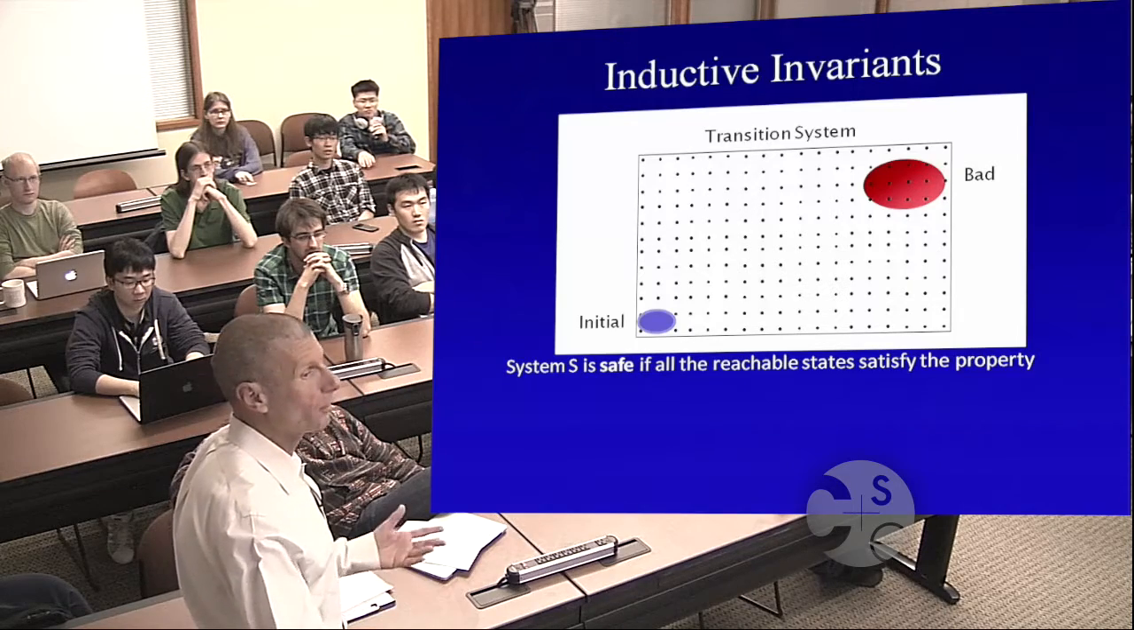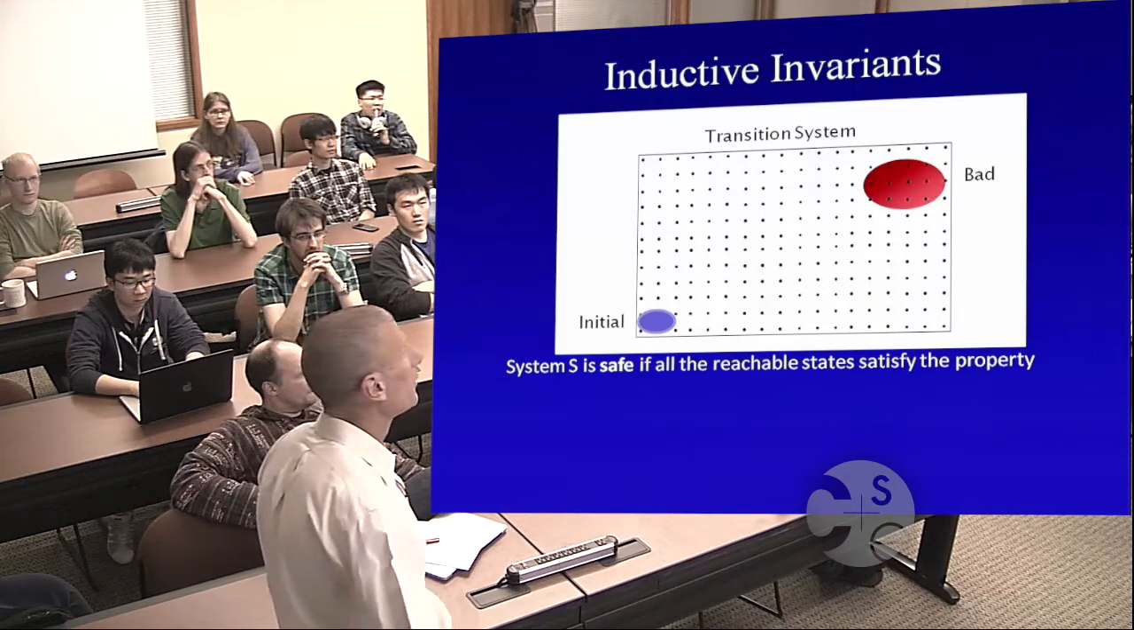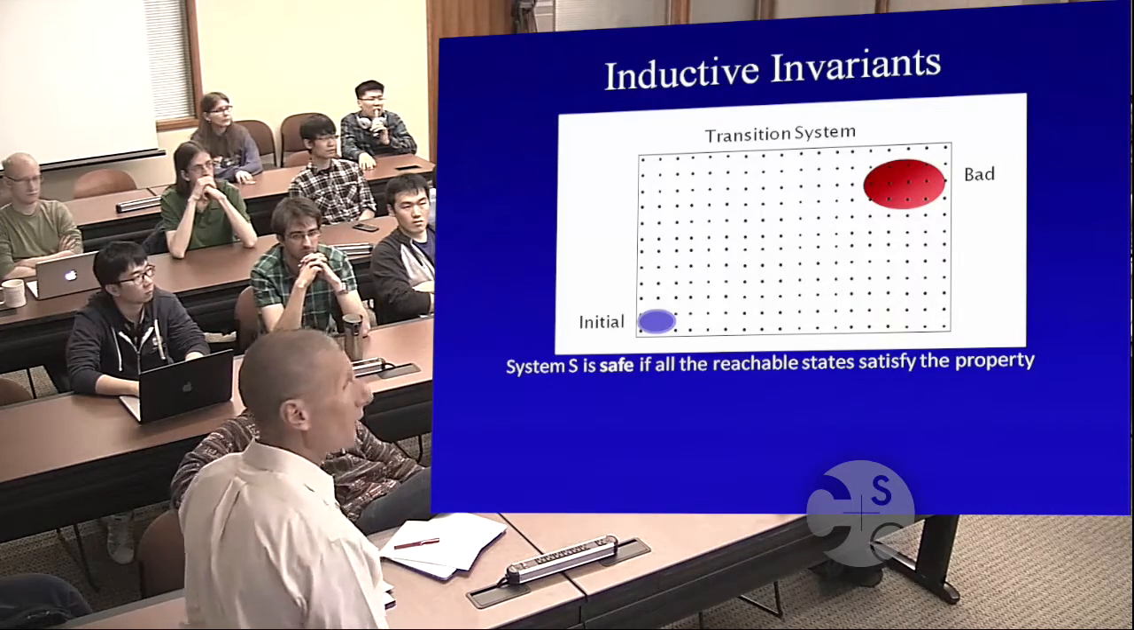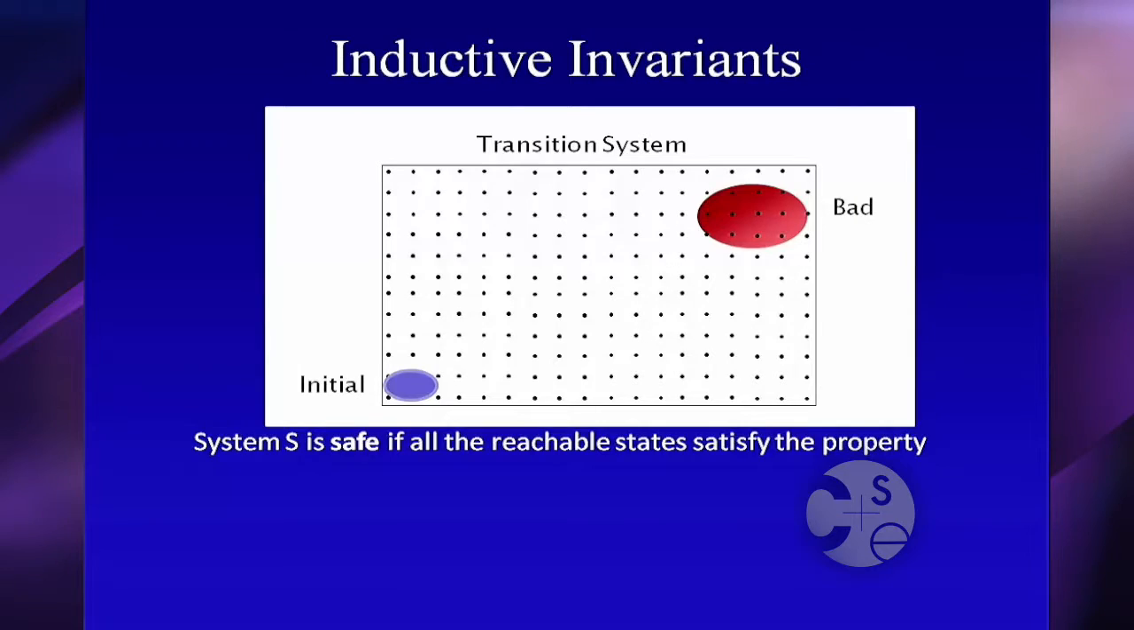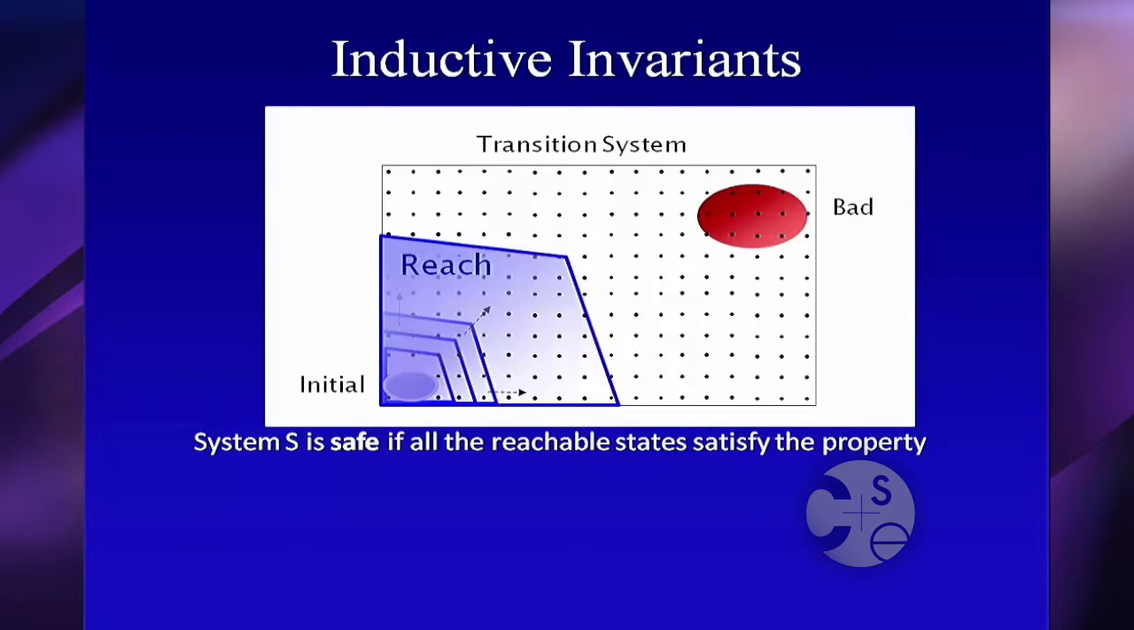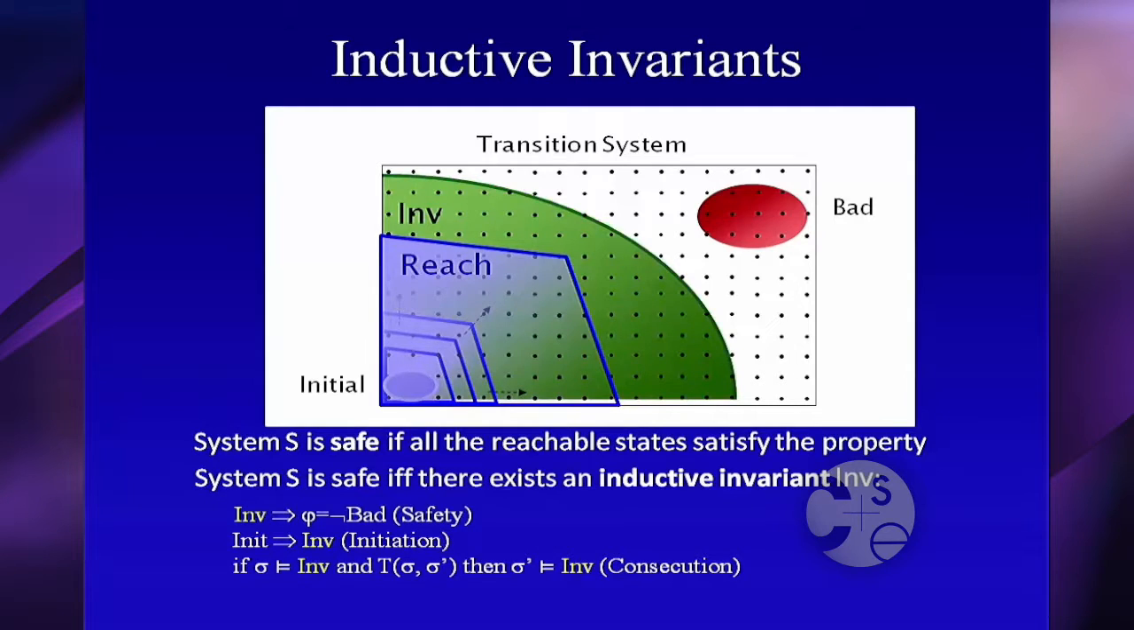So I have to tell you what an inductive invariant is. The idea is I look into a program, and the program is represented by a transition system. It's an infinite graph with nodes. The system starts with the initial state, and every time it executes another step and another step, and these are the states which are reachable. Now what we want is to find an invariant which is inductive. So what is an inductive invariant?